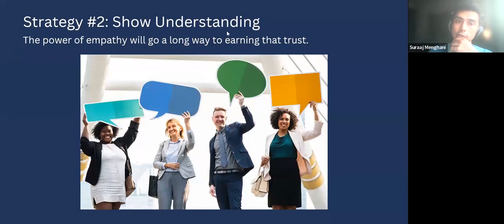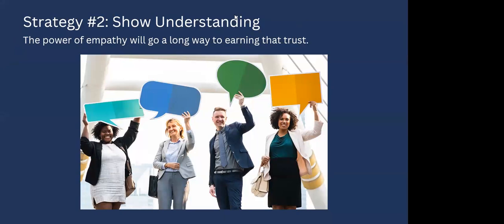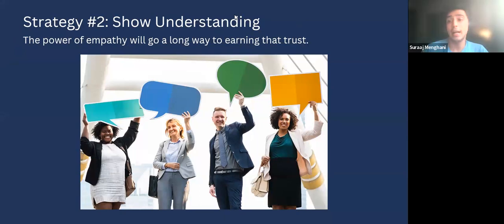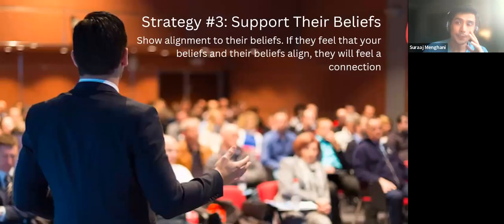Okay, number 2 is show understanding. The power of empathy will go a long way to earning that trust. Okay, so now how do they show understanding? These guys will be like, bro, I understand आपकी life इतनी मुश्किल है, हम आपके साथ साथ में खड़े हैं, we stand in support with you. This is not what KitKat does at all. But if KitKat was doing show understanding, they'd be like, हम आपकी बात समझ सकते हैं, हम आपके साथ हैं, हम आपके सपोर्ट में खड़े हैं. That is what show understanding means.